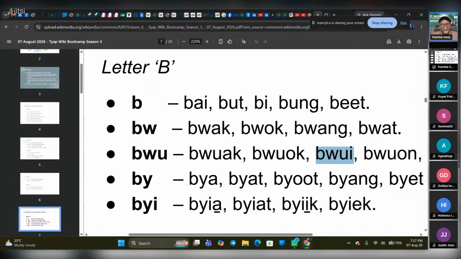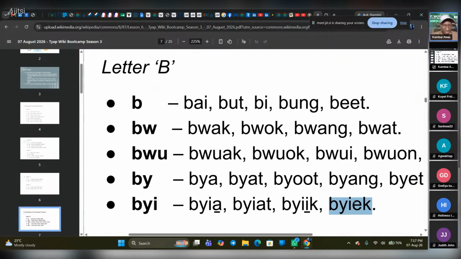And then we have bui, and then we have buan, and then we have the B, which is the palatalized form of this pure B sound. And then we have bia, we have biat, we have biod, and then we have biang and beard, but here we have beer, we have beard, we have beak.